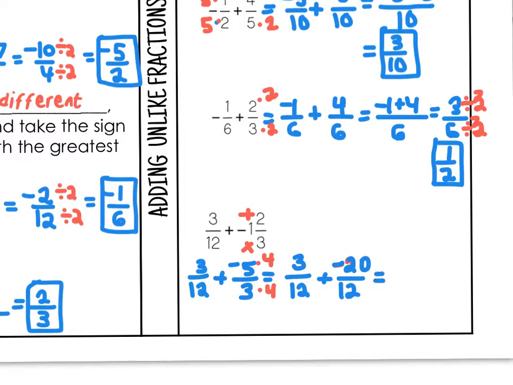Now we can put it over the denominator. Okay, so we have 3 plus negative 20. And then that's going to be negative 17. And we keep the denominator 12. And that's simplest form, negative 17 over 12.